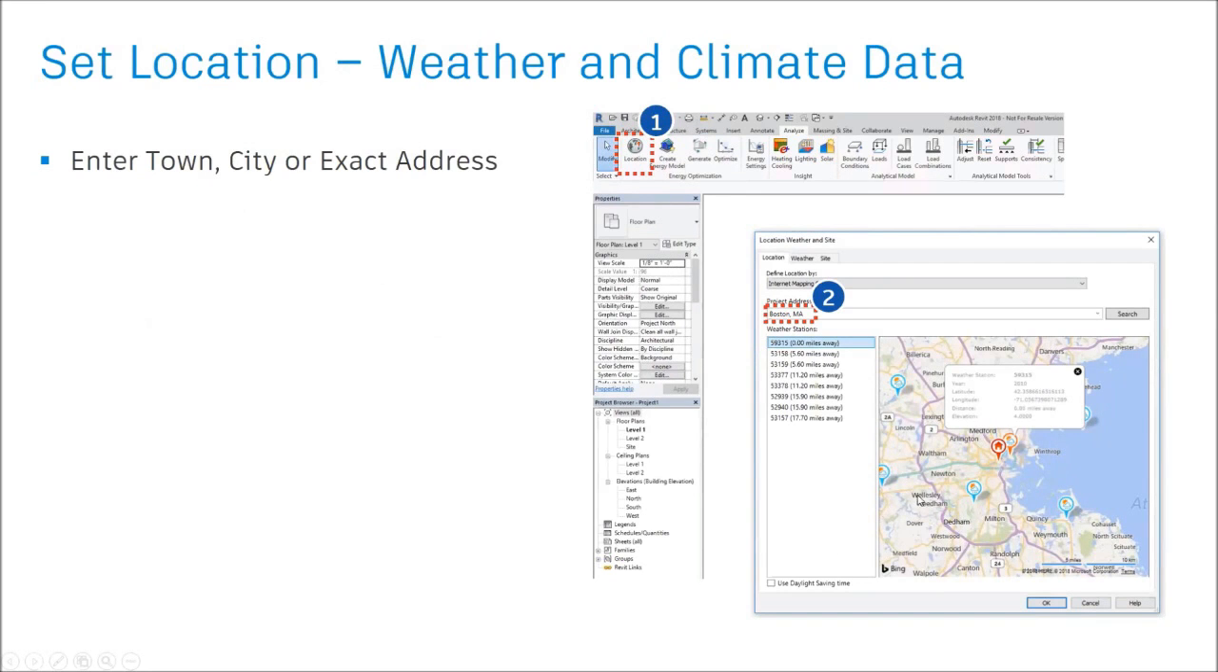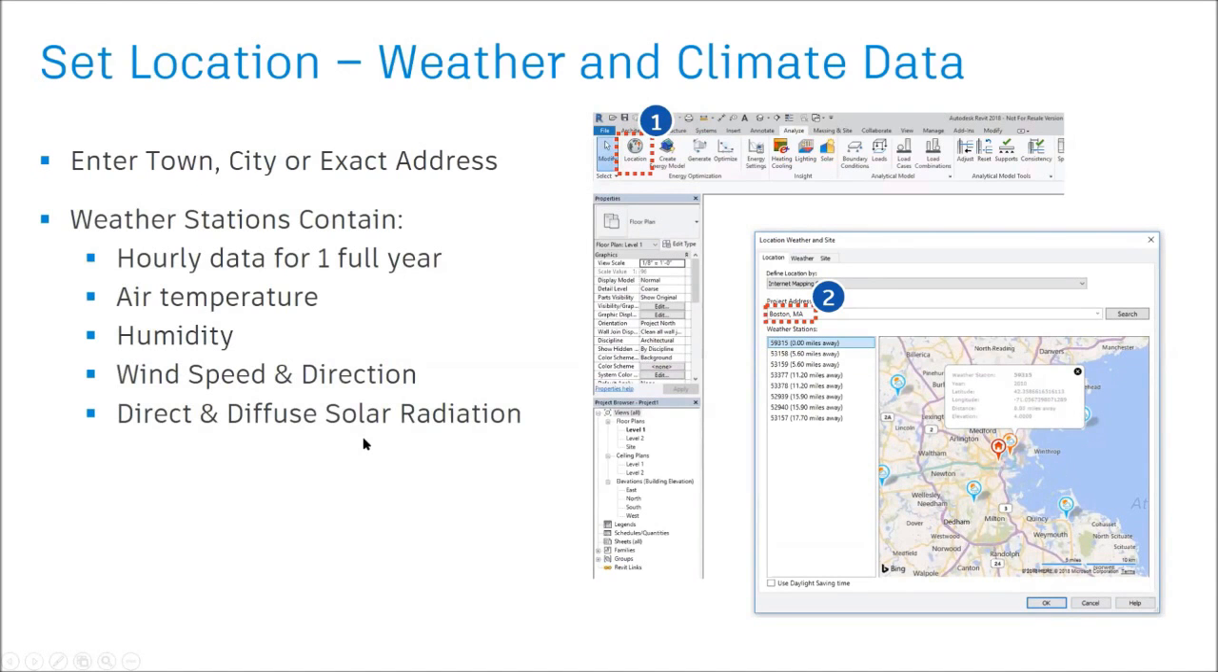It will find it, and then what you're presented with is a series of weather stations in the area. Each weather station essentially contains hourly data for a full year, and it includes air temperature, humidity, wind speed, and wind direction, direct and diffuse solar radiation. That's for a full 8,760 hours in a year. That's what an energy simulation uses. That's what the solar analysis uses, and so on.